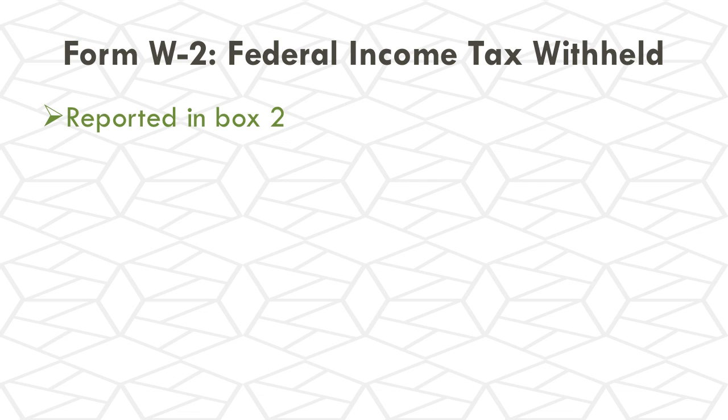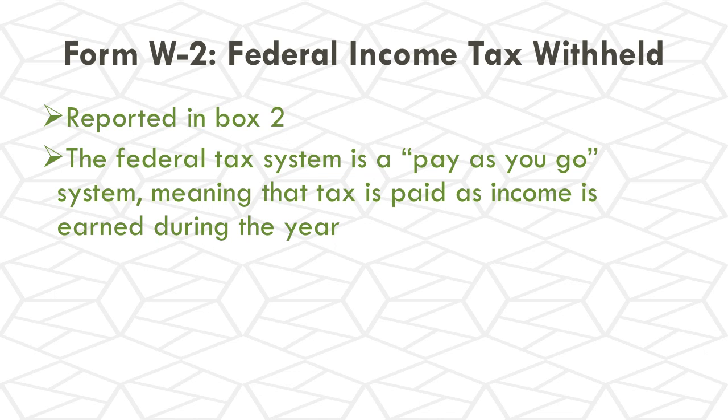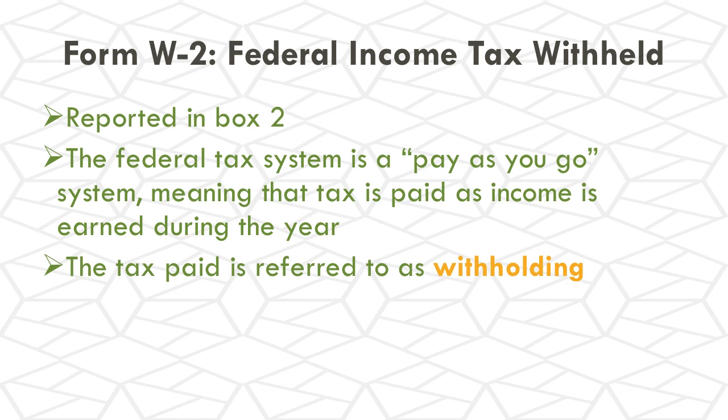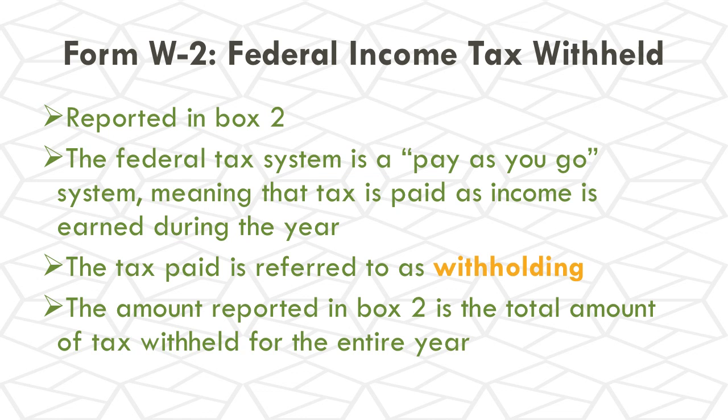Now we'll talk about federal income tax withheld, which is reported in Box 2. We've already talked about this a little bit when we were discussing tax terminology, but just a reminder: the federal tax system is a pay-as-you-go system, meaning that tax is paid as income is earned during the year. This tax paid is referred to as withholding. The amount reported in Box 2 is going to be the total amount of tax that was withheld for each pay period, added up for the entire year in that box.